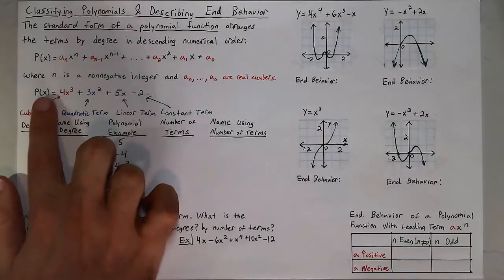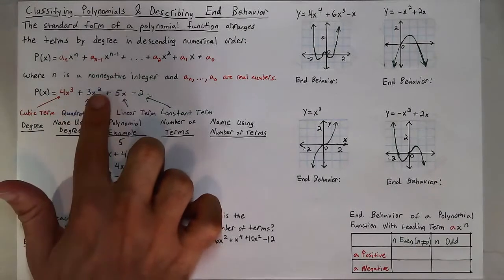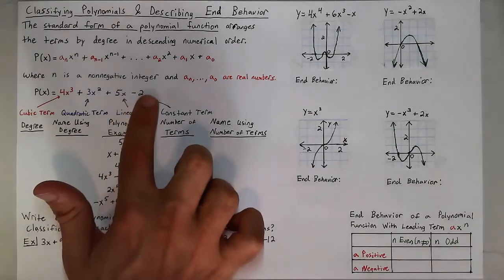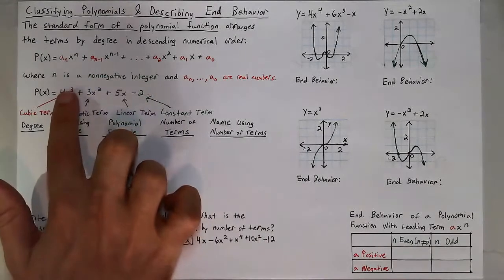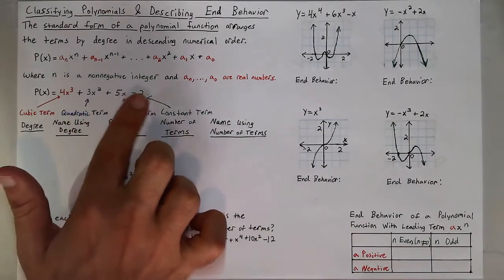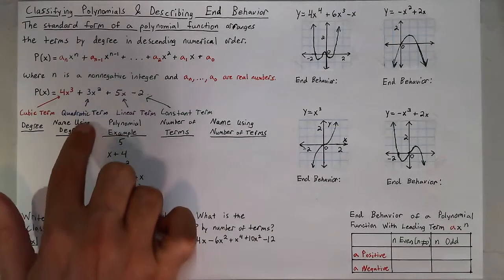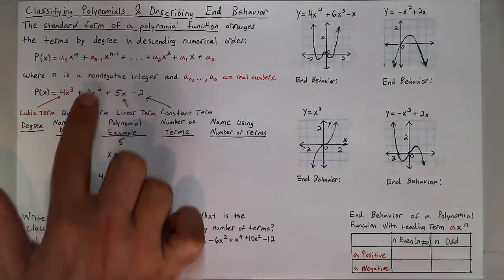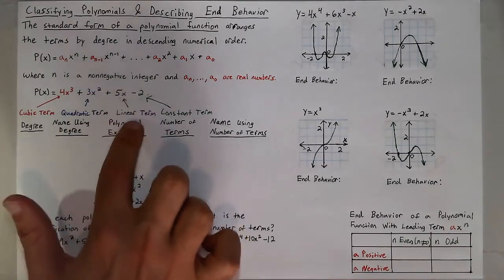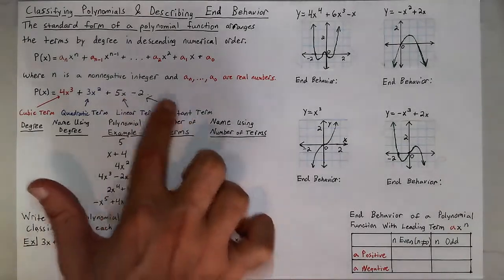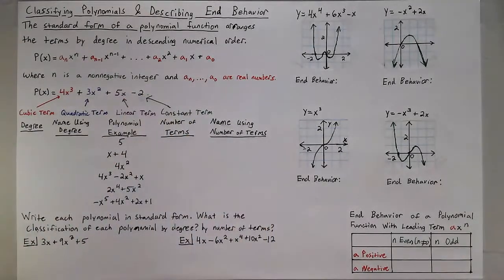For p of x is equal to 4x cubed plus 3x squared plus 5x minus 2, you'll see the powers go down in descending order as I go from left to right, with the red term being my cubic term, the blue term being my quadratic term because it's squared, the 5x being my linear term, and then the 2 being my constant term.